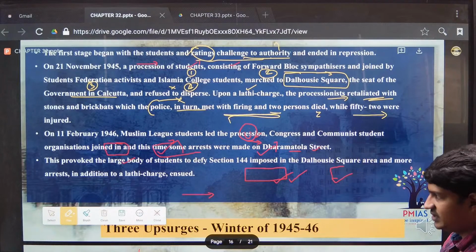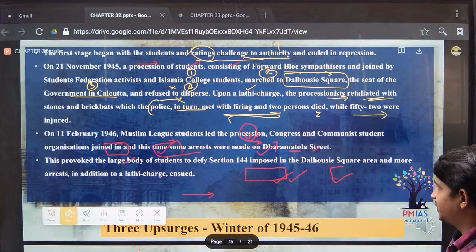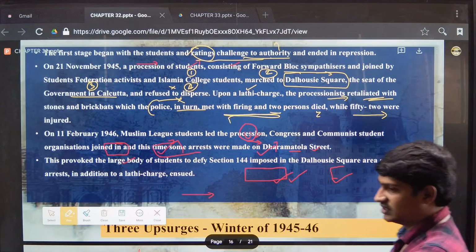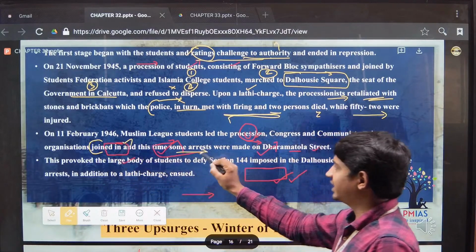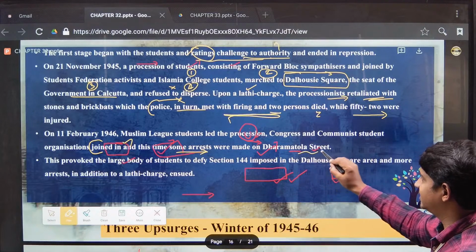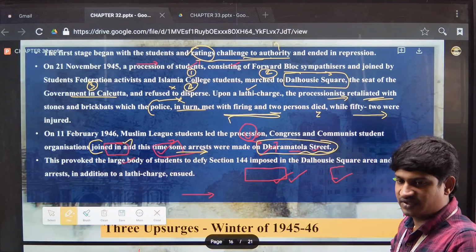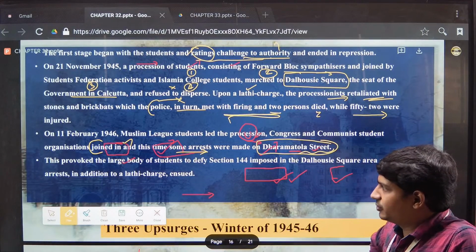And in February 1946, the Muslim League students led the procession, and the Congress and Communist students, that is, their organizations, joined in this. And this time some arrests were made in Dharmatola Street. It is the name of the street where the British police arrested these protesters.